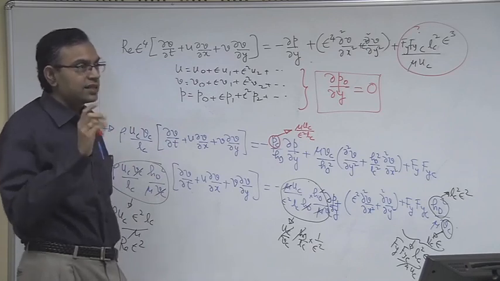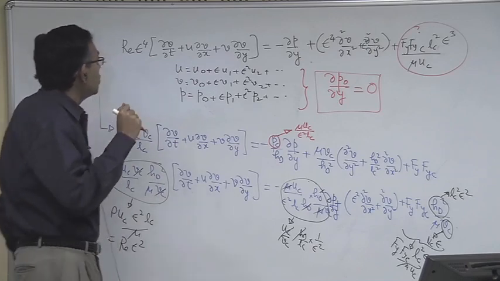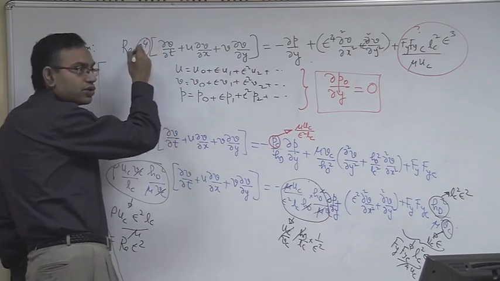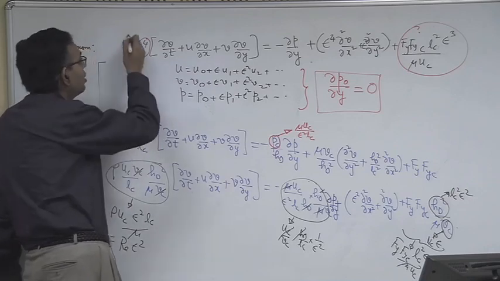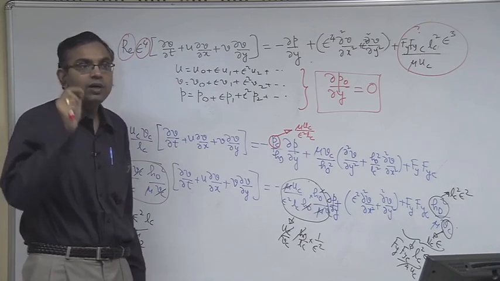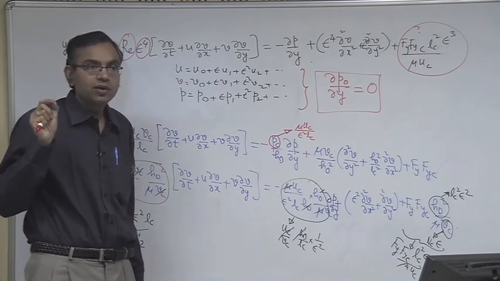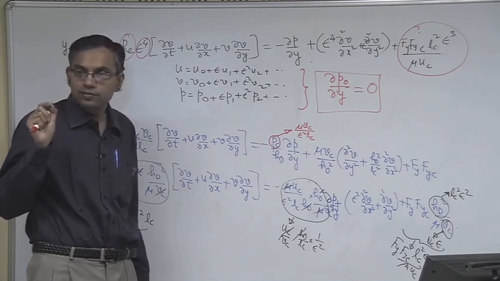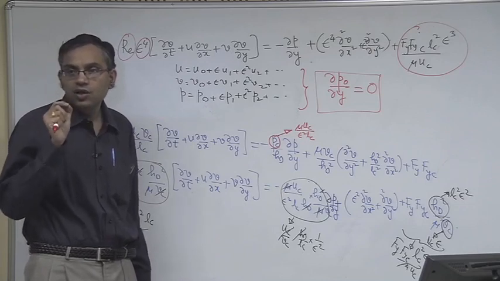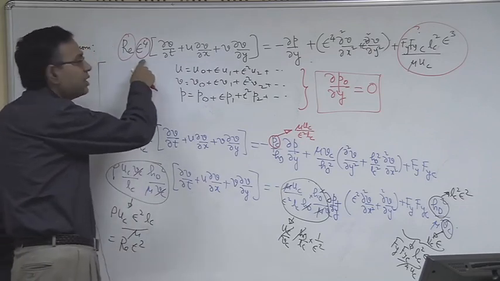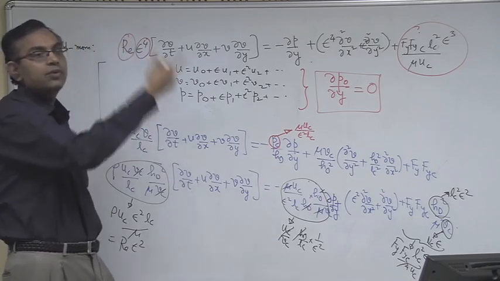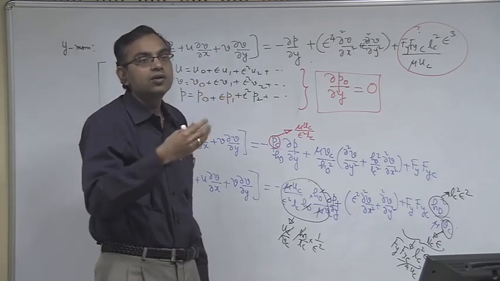Now, there is one subtlety here. We are considering that this term is of the order of epsilon 4, so this is small. But what if the Reynolds number is large? But fortunately, we are dealing with microfluidic problems where the typical Reynolds number is small. So, we are dealing with low Reynolds number hydrodynamics. So, there is no chance of blowing this term up despite the smallness of epsilon. So, the assumptions that we are making are very much consistent with microfluidics.